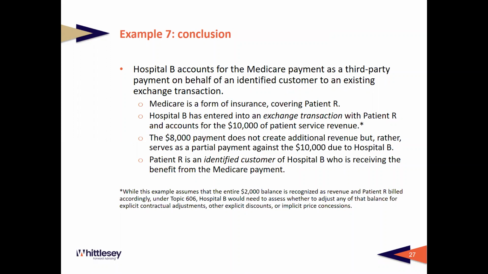The hospital accounts for the Medicare payment as a third-party payment on behalf of an identified customer to an existing exchange transaction. Medicare is a form of insurance. The hospital has entered into an exchange transaction and accounts for the $10,000 as patient service revenue. The $8,000 does not create additional revenue, but rather serves as a partial payment. So again, the bottom line is this transaction is an exchange transaction, and you would follow Topic 606.